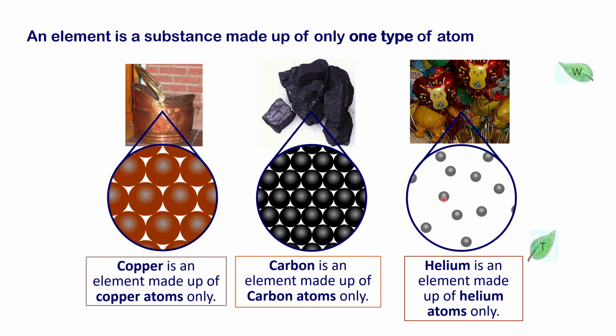Here we are, helium atoms, and you can see this is the first gas we've seen. All that space in between the atoms shows you that this is a gas, but again, the same type of atom. So this is an element because you've got just one type of atom.